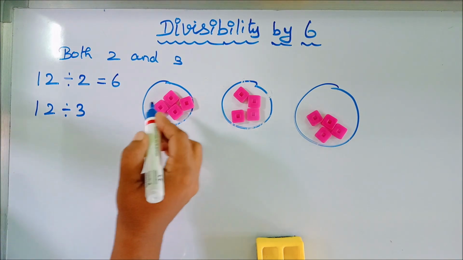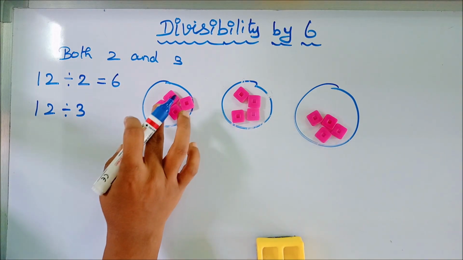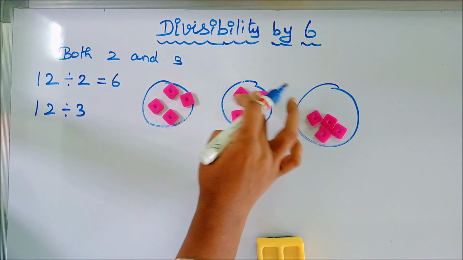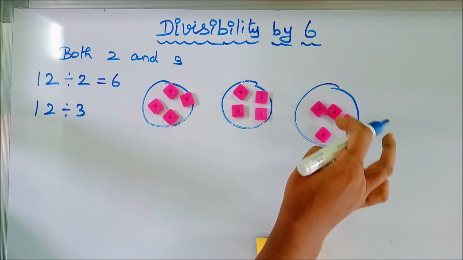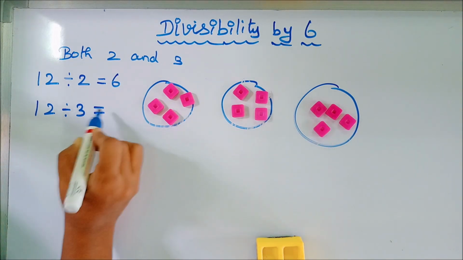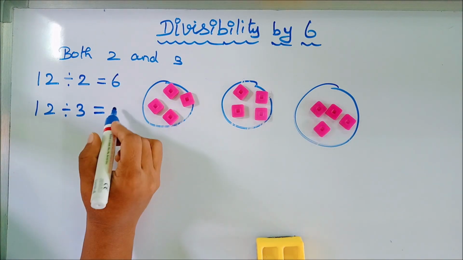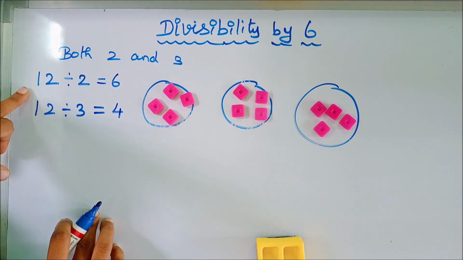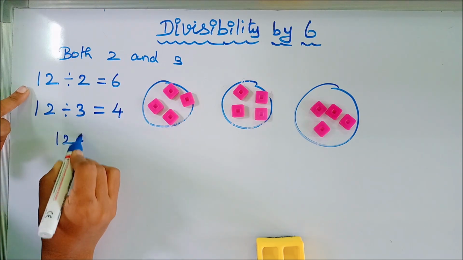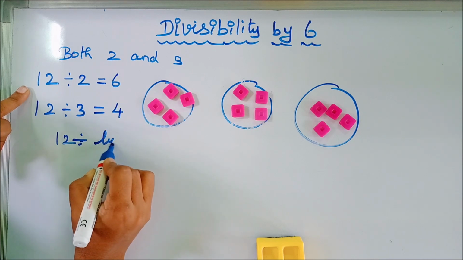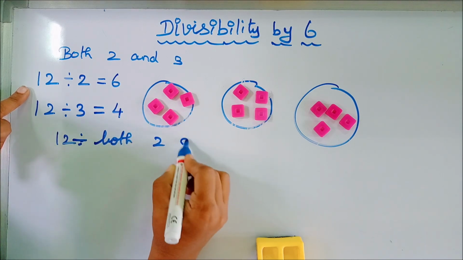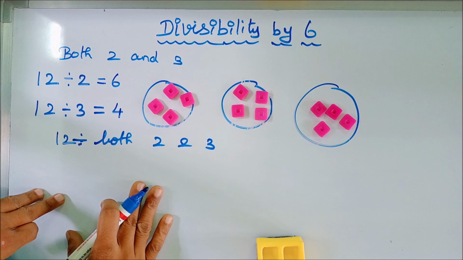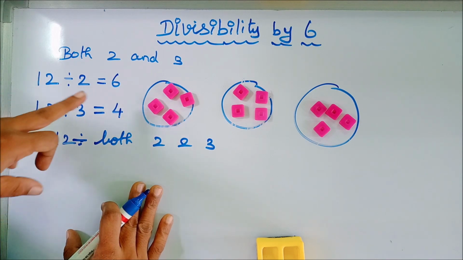Let us count how many shapes in each set. 1, 2, 3, 4. 1, 2, 3, 4. 1, 2, 3, 4. Thus we can write 12 divided by 3 means the quotient is 4. Okay. Thus we can say the 12 is divisible by both 2 and 3.